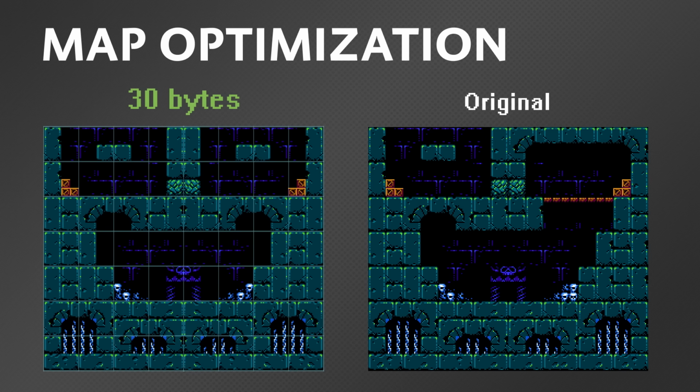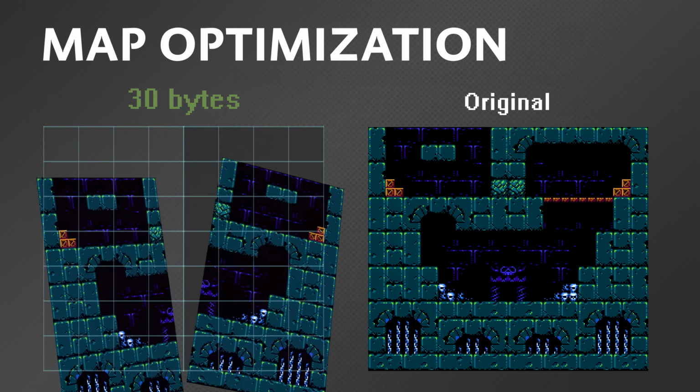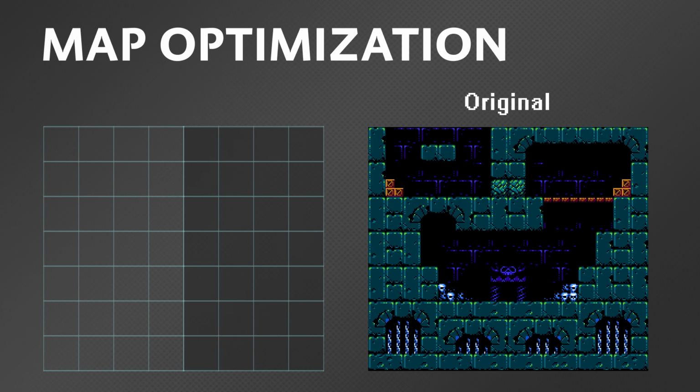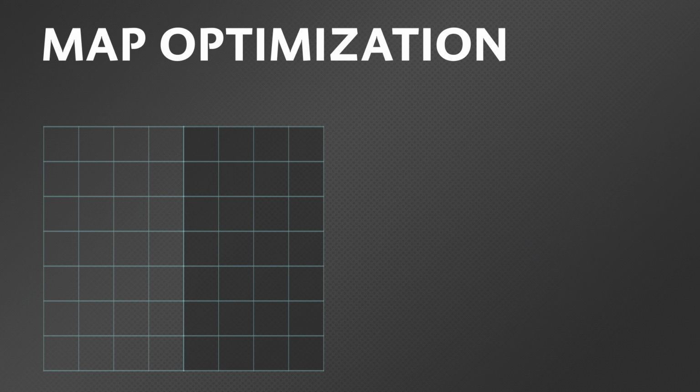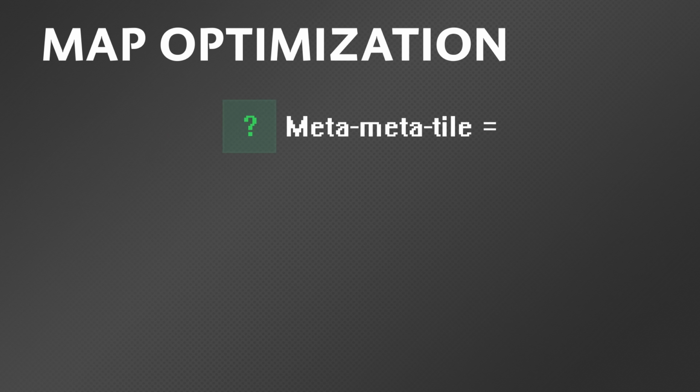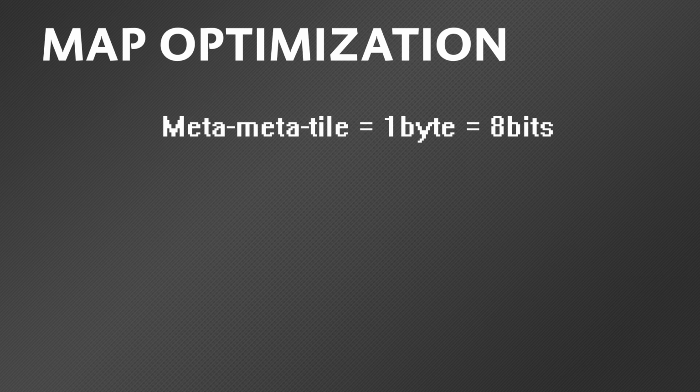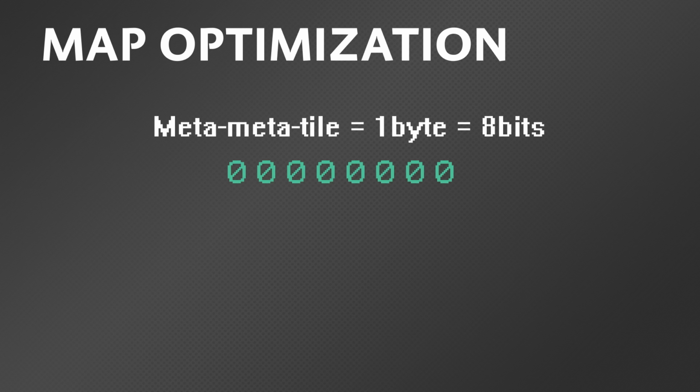Unfortunately, the gameplay suffered from this. It quickly became clear that completely symmetrical levels were too bland and just not fun to play. But wait, there is a solution. Expanding on what was mentioned earlier, one meta tile on the map is stored as an index into the tileset and uses 1 byte. 1 byte is made up of 8 bits.